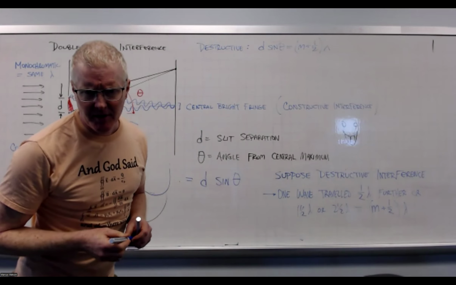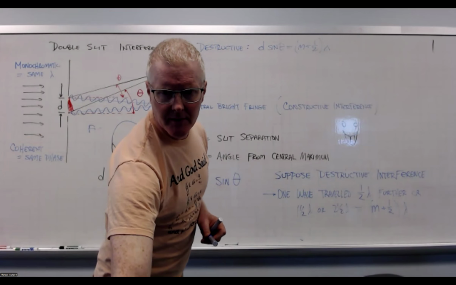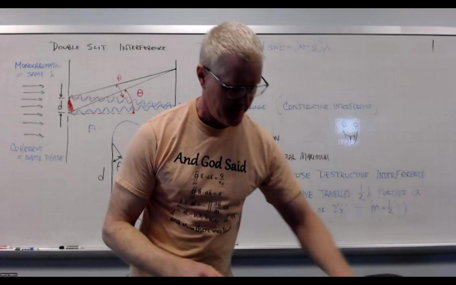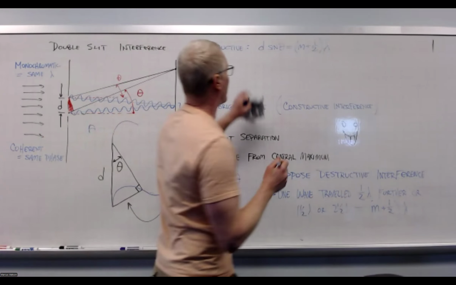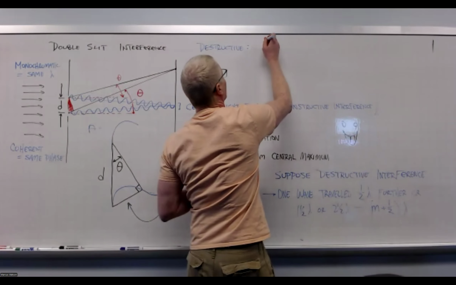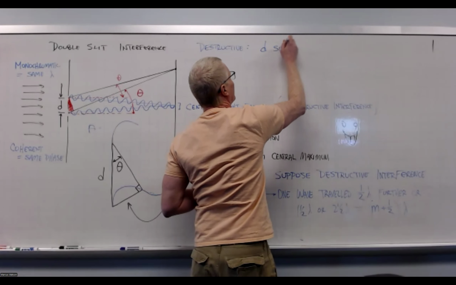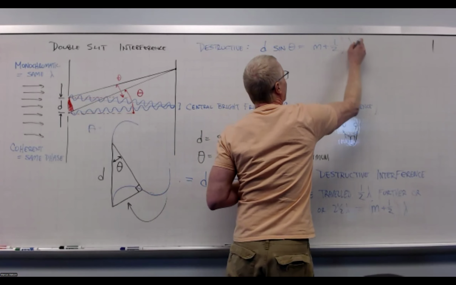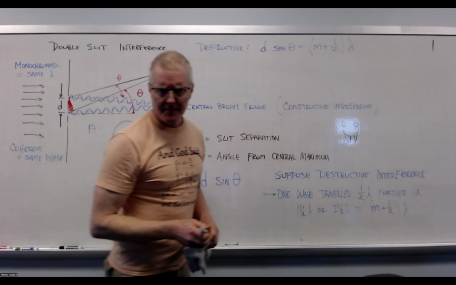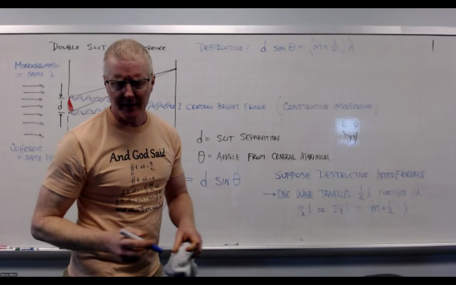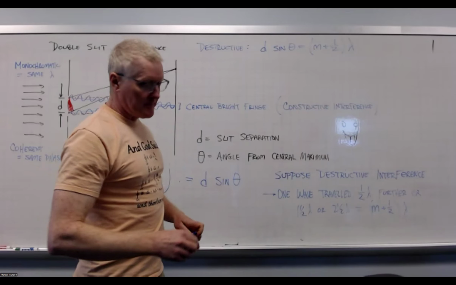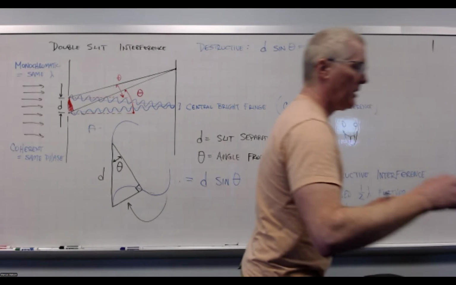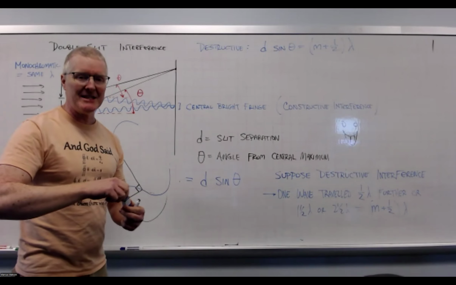Let's see, is that showing up okay? Let me try to write that in a darker color here. D sine theta equals m plus 1/2 lambda. Maybe a little bit easier to see that. Alrighty. So that's the situation with destructive interference.